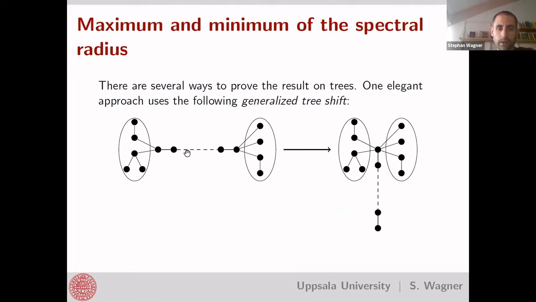What you do is you take some path that doesn't branch out in your tree, and then you sort of cut there, merge the two ends, which is happening here, and put the path there instead. So this is an operation where you take the path and merge its two ends and attach the path to it. This operation is called the generalized tree shift.